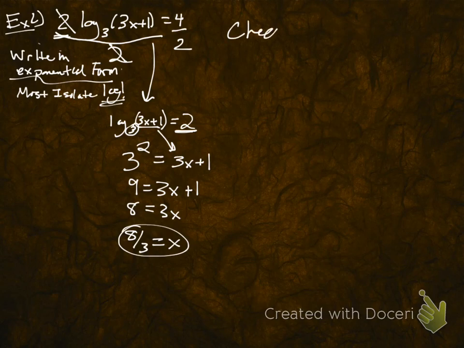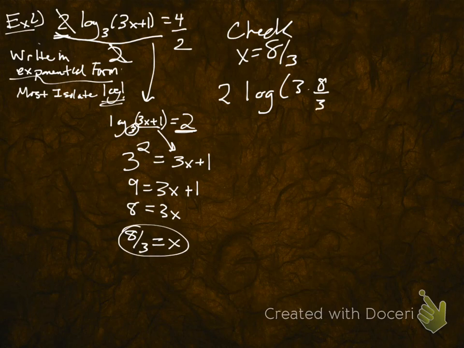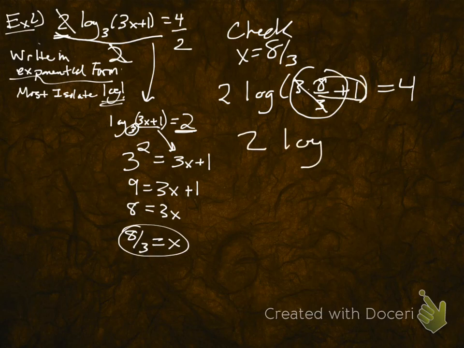So if we check x equals 8 over 3, we'll have 2 in front of the log of 3 times 8 over 3 plus 1, and that should be equal to 4 if you take that into the original. Now, if I simplify 3 times 8 over 3, the 3's cancel, and I get just 8 plus 1. So it's going to be 2 log of 8 plus 1, which I know is 9, and that should be equal to 4. Now, guys, oops, I forgot to write the base of log.